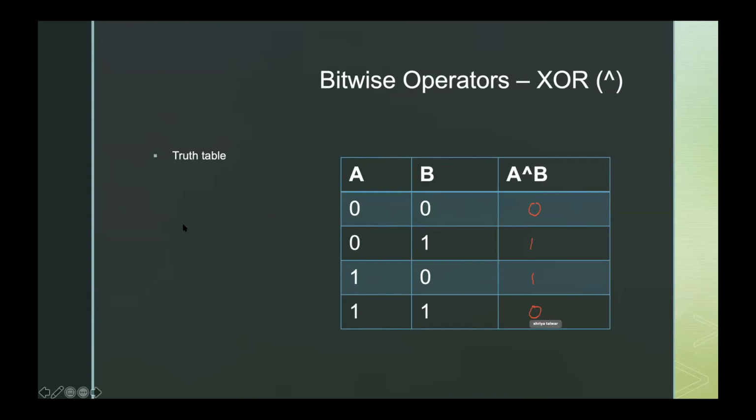And some common properties about this operator: if we try to XOR any number with itself, it will give us 0 because all the corresponding bits are going to be the same.